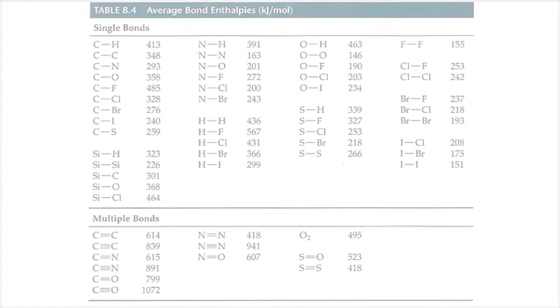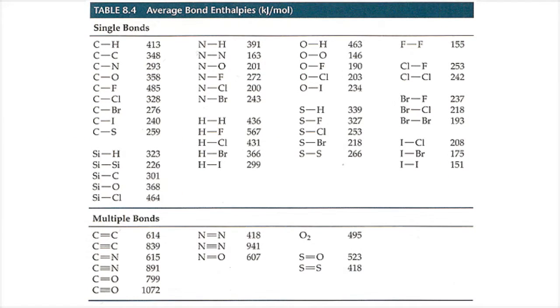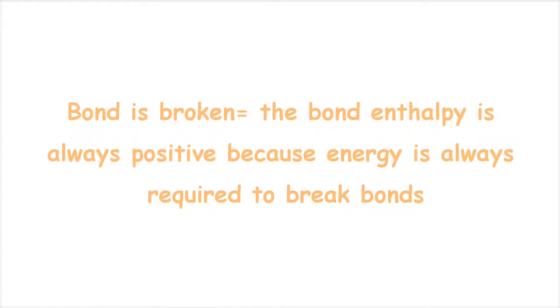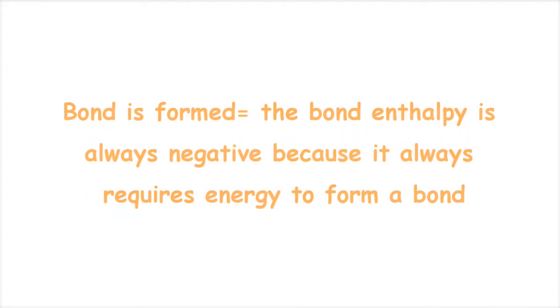The actual values of the amount of energy released or taken in when it is broken or formed can be found on a chart like this one. For bond enthalpy, when a bond is broken, the bond enthalpy is always positive because energy is required to break bonds. Meanwhile, when a bond is formed, the bond enthalpy is always negative because it always requires energy to form a bond. The larger the value for bond enthalpy, the stronger that bond is.